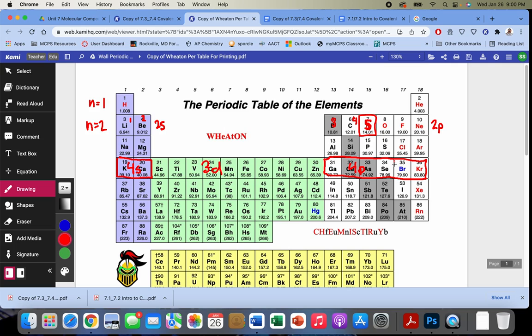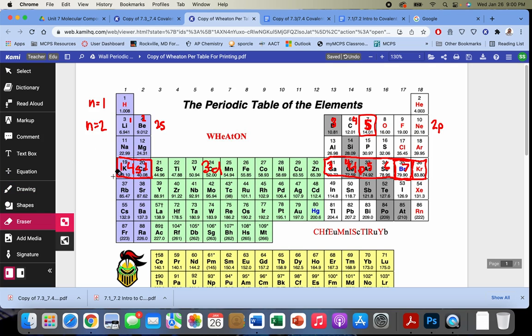So if I wanted to look at, say, bromine, for example, bromine here, I would count 1, and then 2, and then 3, 4, 5, 6, 7. So bromine would have 7 valence electrons. And so we can count valence electrons from the periodic table.